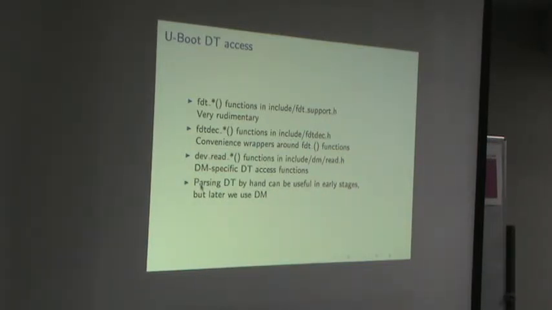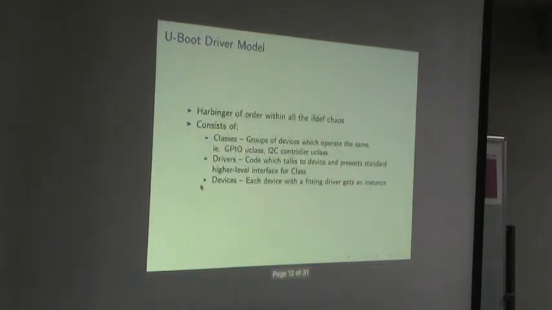Well, after that, we have the dev_read functions, which are passed a driver model device reference, and then they allow you to access device tree properties which are associated with that particular device and that particular node in the device tree. That's kind of convenient access to your local device properties in the device tree. And yeah, this is actually what you're supposed to use. There is also the dev_fdt_get_addr stuff, which allows you to get the base address of the device to which your driver is bound, and I'll talk about that in a bit when I talk about the U-Boot driver model, which is the other part of it.